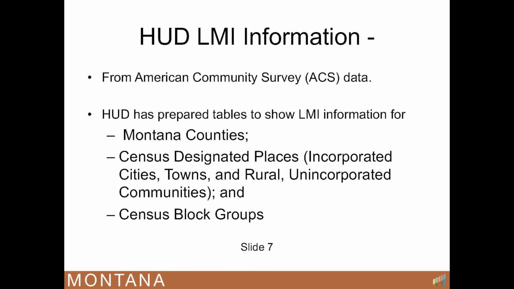On slide 7, HUD Low and Moderate Income, or LMI information. As explained earlier, the information comes from the U.S. Census American Community Survey, or ACS, data source. From this information, HUD has prepared tables to show low and moderate income information for Montana counties and census-designated places, which includes incorporated cities, towns, and rural unincorporated communities, as well as census block groups.